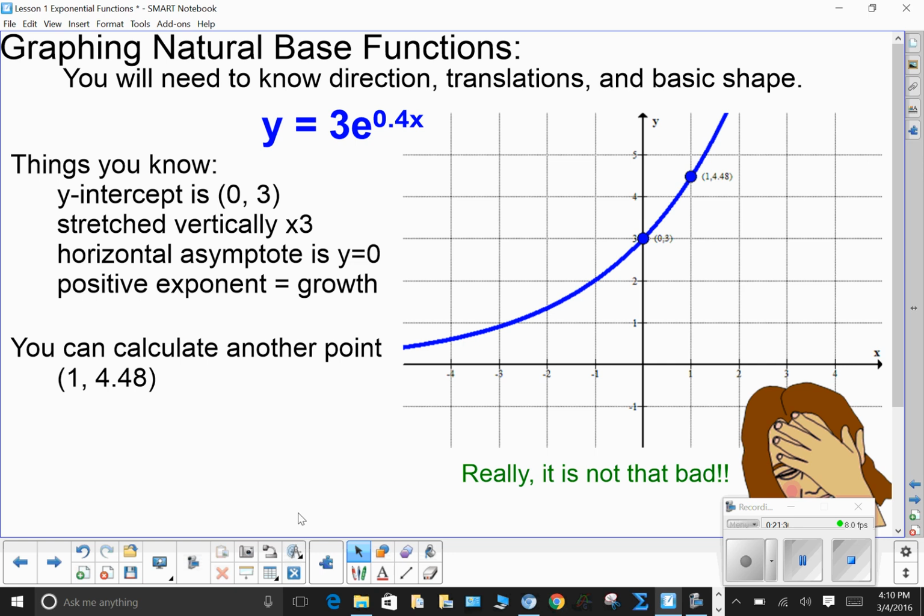Okay, graphing the natural base, same thing. Here we have 3e to the 0.4x. I've stretched it by 3, a horizontal stretch of 10/4. Okay. At 0, if I put in a 0, anything to the 0 is 1 times 3 is 3. e to the 1, and then multiply that by 0.4. You actually get 4.48. So I can plot a second point. I know, just like any other number, it's going to be asymptotic down here to the x-axis. It's really not that bad, I promise.